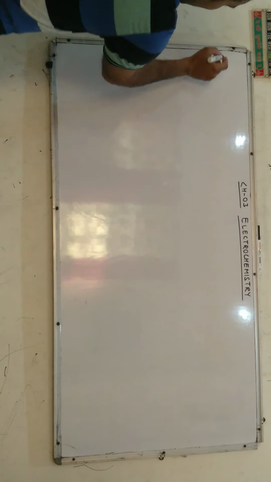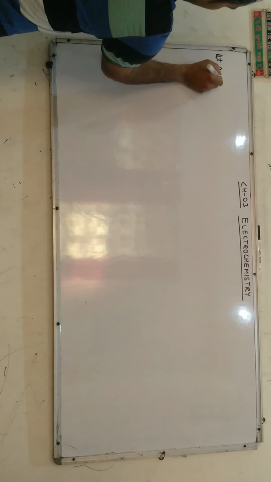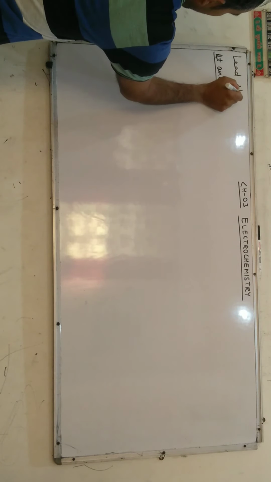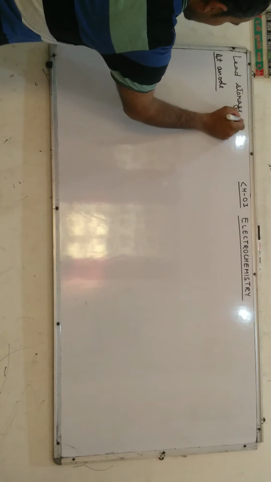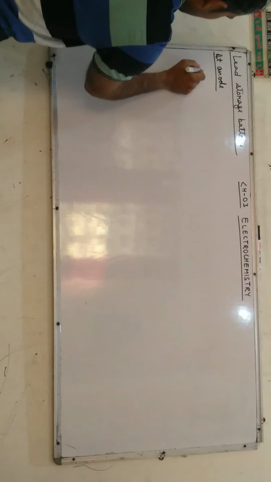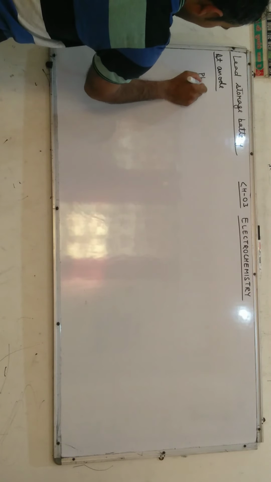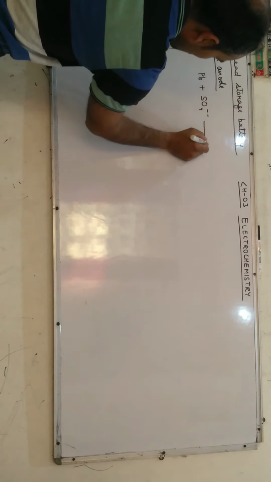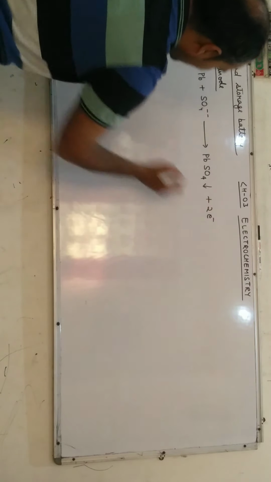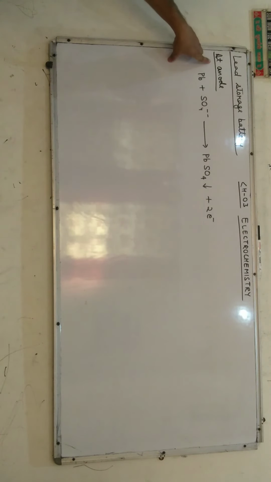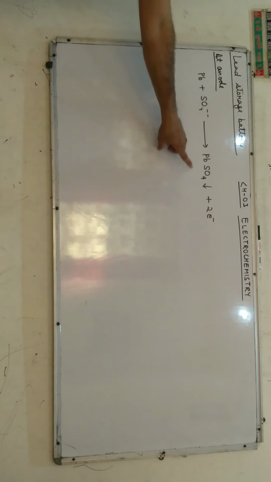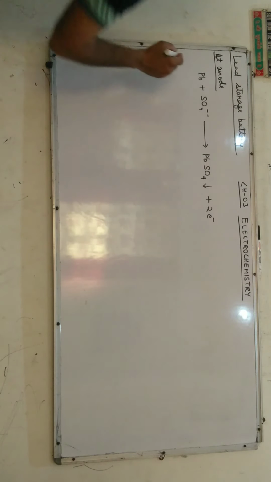Now let us consider the reactions that take place at anode and cathode of lead storage battery. It is an example of secondary cell. At anode, lead combines with sulfate ions to form lead sulfate along with 2 electrons.